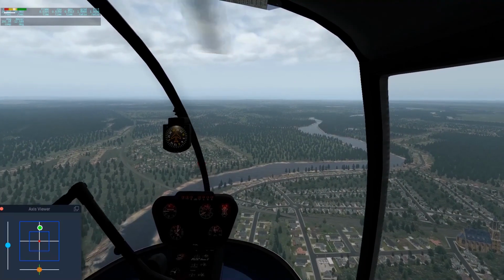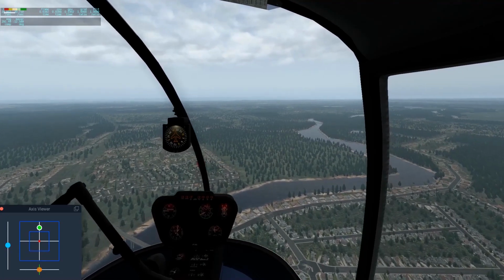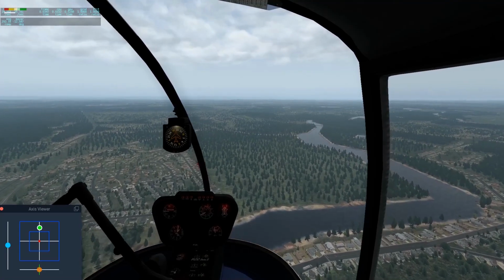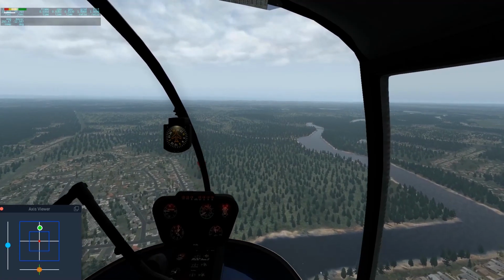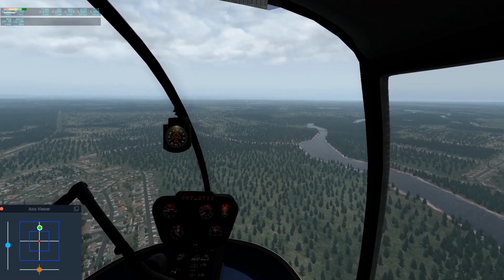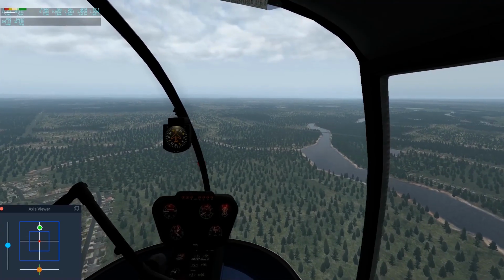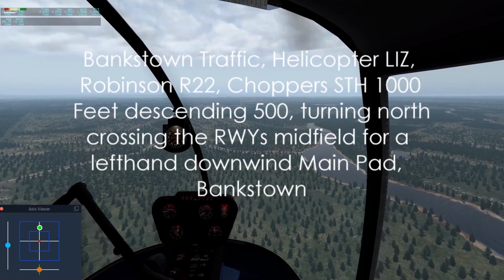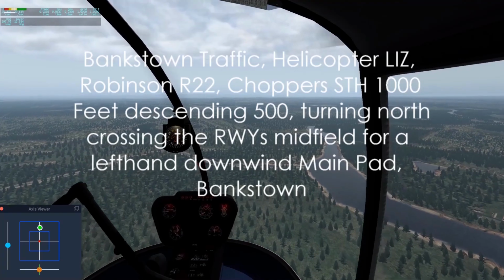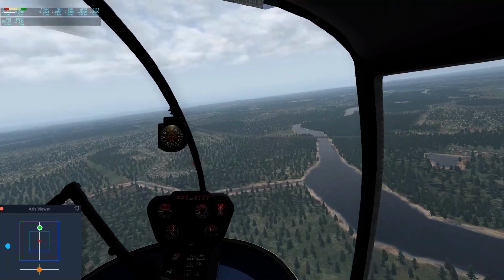To the right we can already see the airport, and up ahead comes Chopper South, which is located at an intersection of two creeks south of the Georges River. Bankstown traffic, helicopter Lima India Zulu, Robinson R22, Chopper South, 1,000 feet descending 500, turning north crossing the runway's midfield for a left-hand downwind main pad, Bankstown.